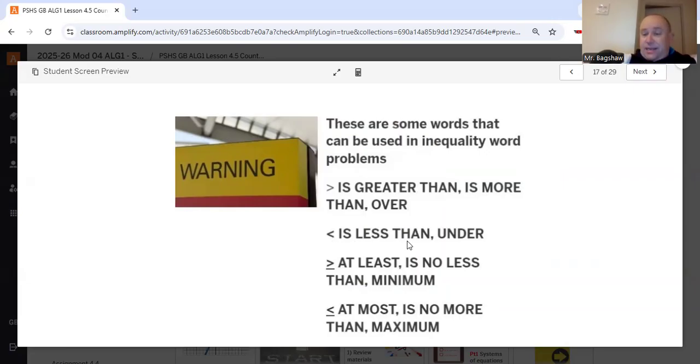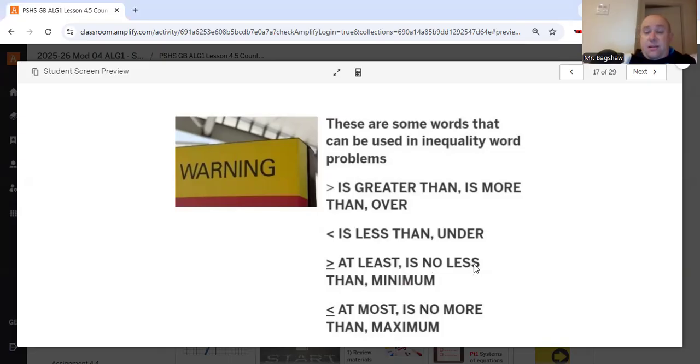This symbol here is less than, or you could say under as well. That would be another way of doing this. And then at least is a very common word. So you got to be at least 16 to drive a car. That does not mean less than 16. You don't see many toddlers driving around in cars. So at least is definitely greater than. And are you allowed to drive at 16? Yes, you are. So you'd have an equal sign here as well.